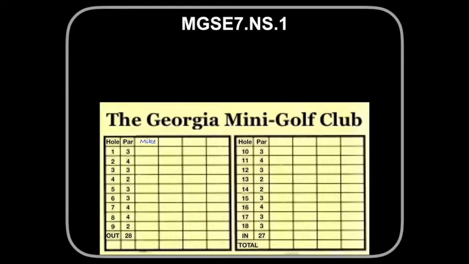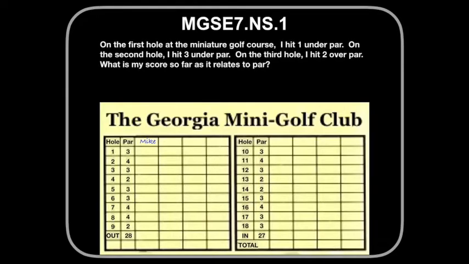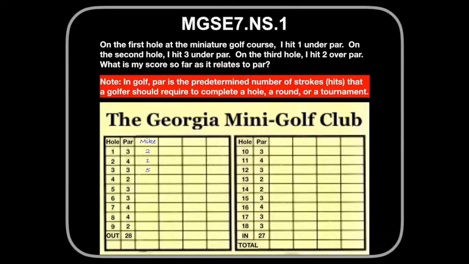For example, here's a simple context about miniature golf. On the first hole at the miniature golf course, I hit 1 under par. On the second hole, I hit 3 under par. And on the third hole, I hit 2 over par. What is my score so far as it relates to par? In golf, par is the predetermined number of strokes or hits that a golfer should require to complete a hole, a round, or a tournament.